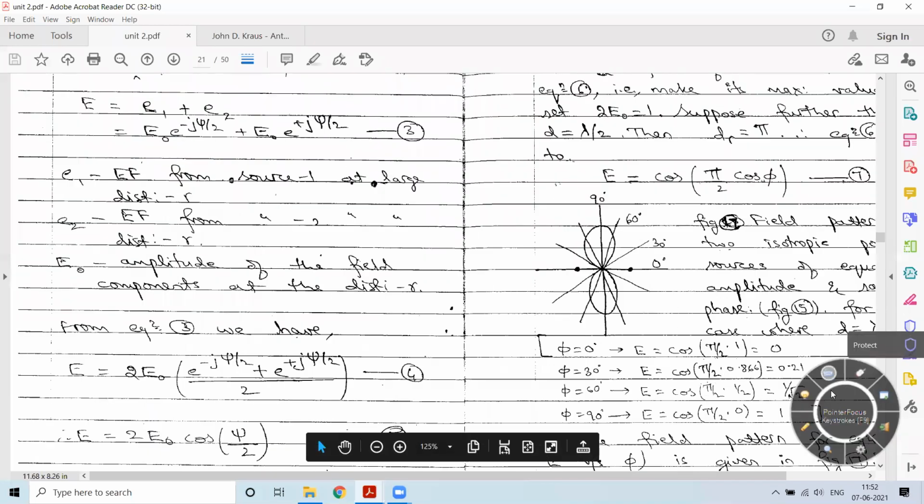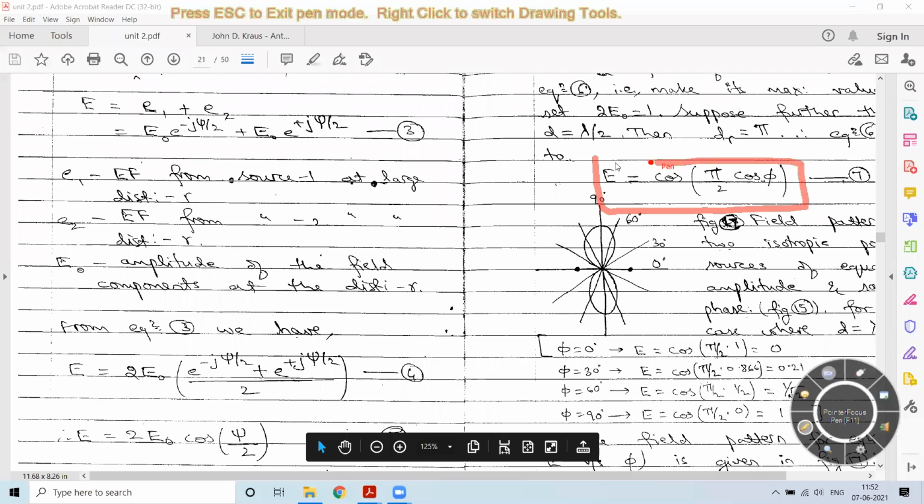What I'll be getting is the equation E equal to cos(pi/2 into cos phi). So it is dr cos phi divided by 2. Dr is how much? Dr is pi. Pi into cos phi, the whole divided by 2. So in this case, how do I obtain this pattern now? How do I obtain this pattern?